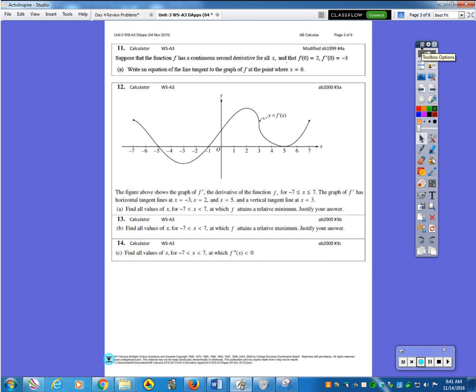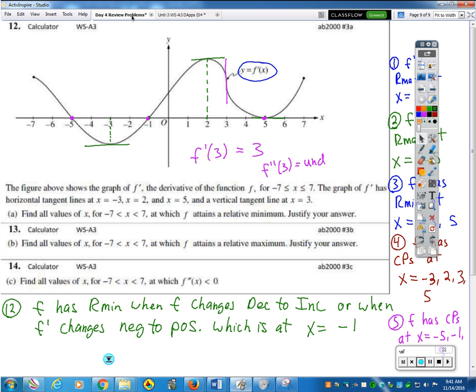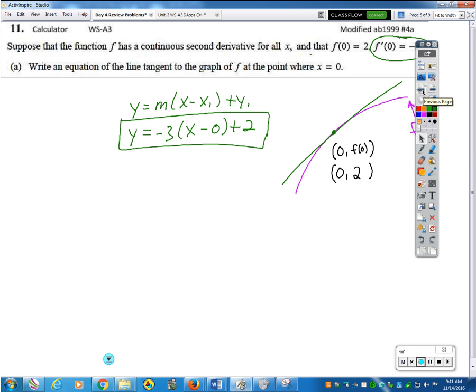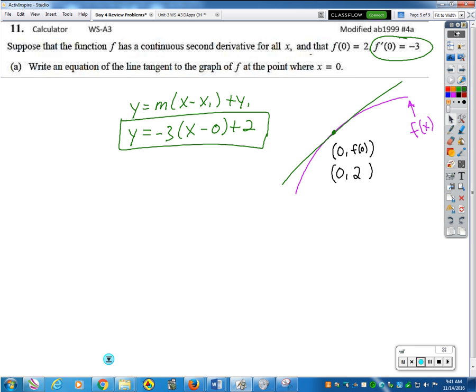Number 11. I did 11 last period, so I'm going to show you the results without rewriting it. But if any part doesn't make sense, it's kind of related to your question, Chad, so just make sure you ask about it. So here's 11. They said, write an equation for the line tangent to the graph of f at the point where x equals 0. So I drew a picture of f. Here's f.